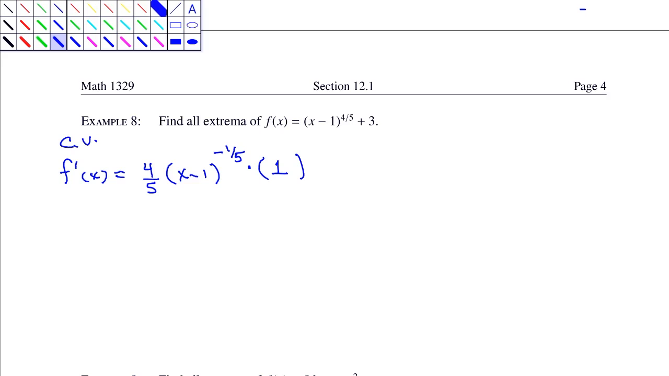And finally, what is the derivative of 3? 0. So that is the derivative. You can leave it like that, or probably better to do it this way. Four over 5 times x minus 1 to the 1/5 power.